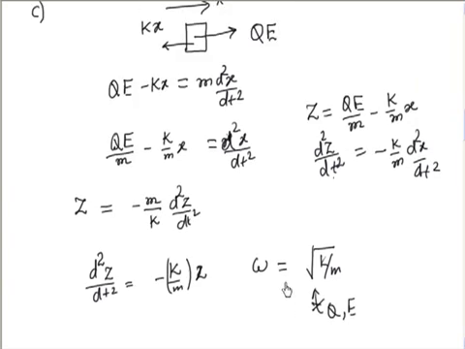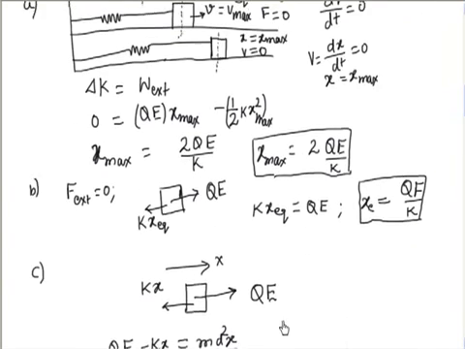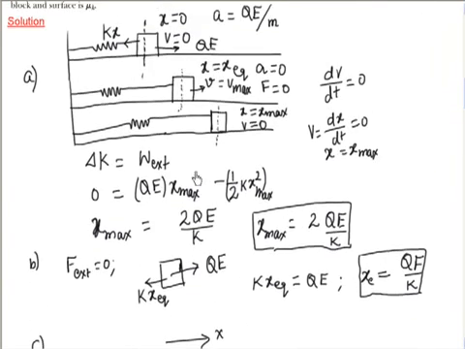You see, what is the mean position this time? This block will do SHM along this mean position. This is the point where the total force is 0. Mean position is always guided by F external is 0. So the mean position x, this distance, is QE by K. So let me write here, this is QE by K.